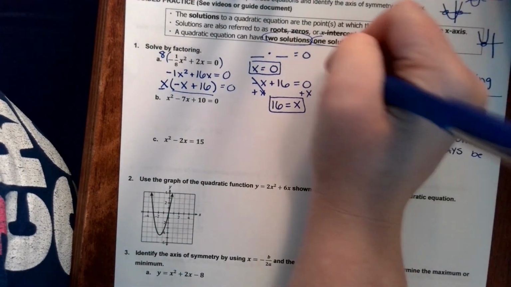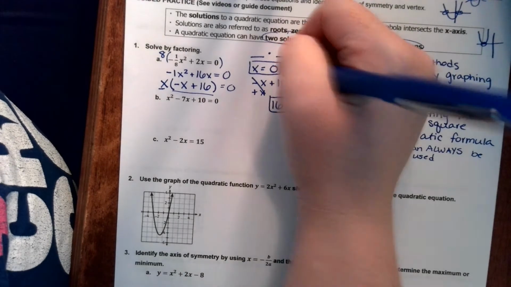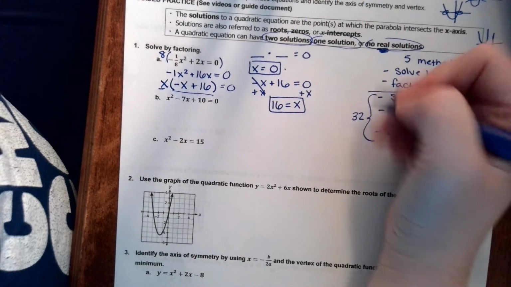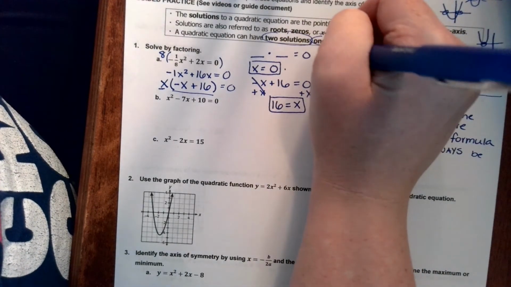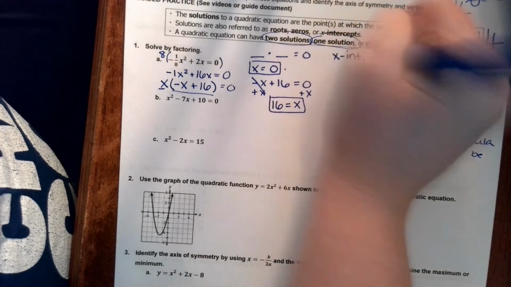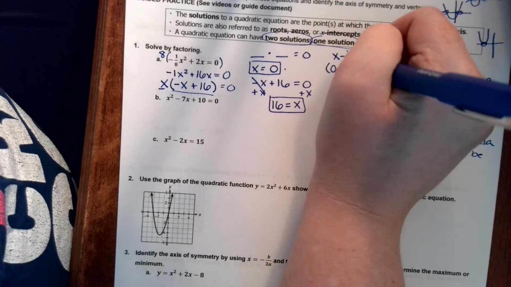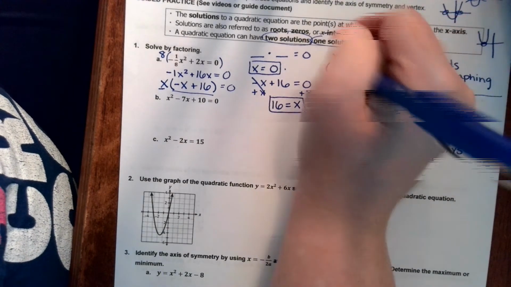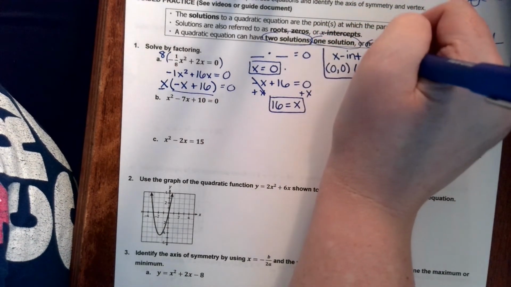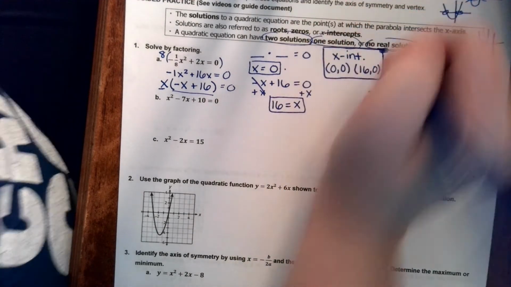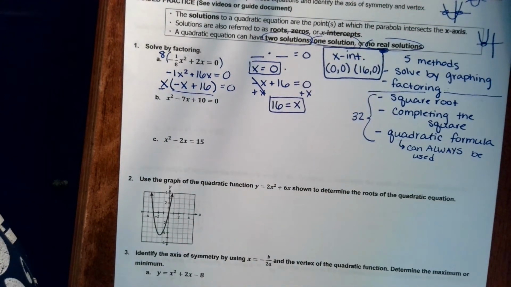So my two solutions are x equals 0 and x equals 16. Now remember, these are the x-intercepts. So I can also write these as ordered pairs. And since they're x-intercepts, the y value will be 0. So my x-intercepts are (0, 0) and (16, 0).